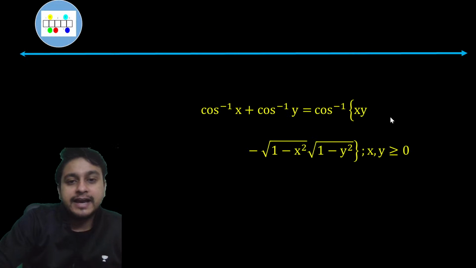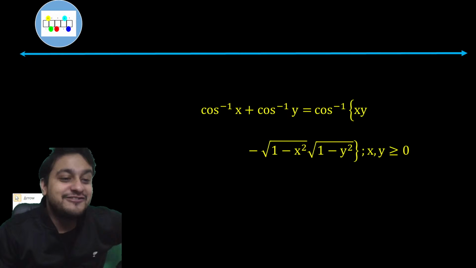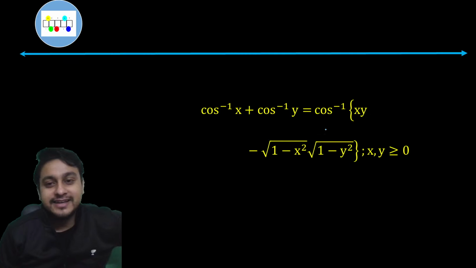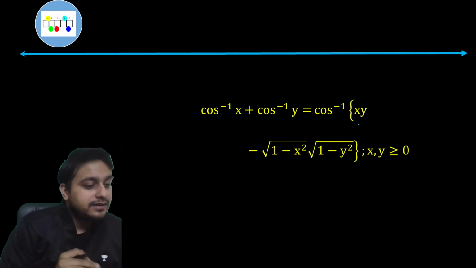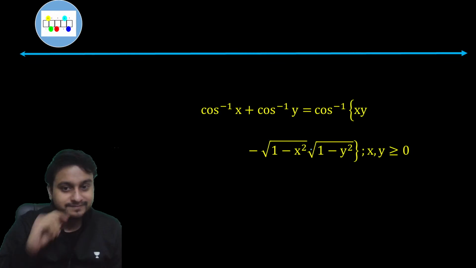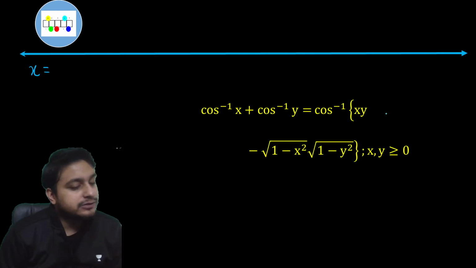Fine. Chalo, next, guys, is this thing. We have cos inverse x plus cos inverse y, and we are seeing only one part over here. So guys, if you look into this one carefully, what will happen? Tell me. Can I say that x, what we'll put, cos inverse x plus cos inverse y? We have to prove this thing.